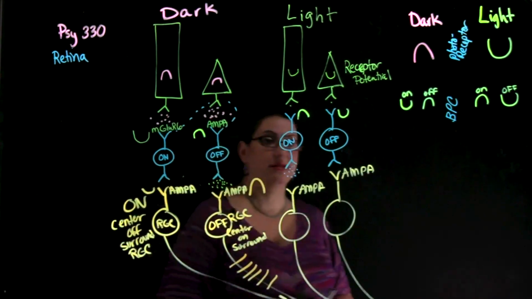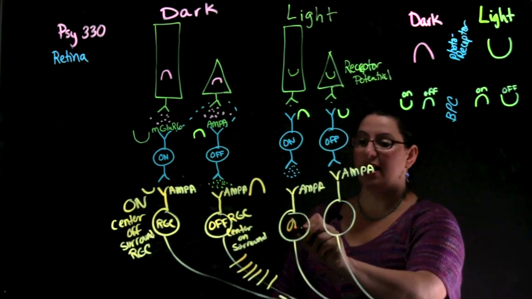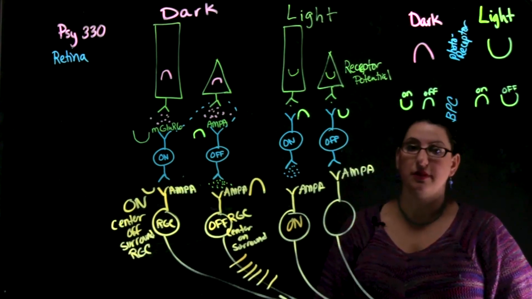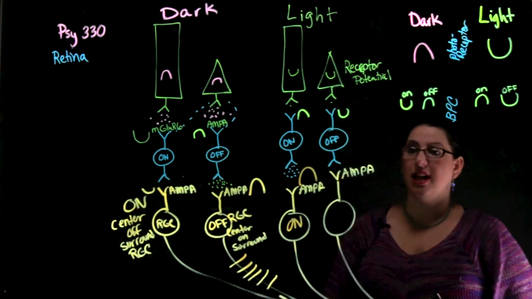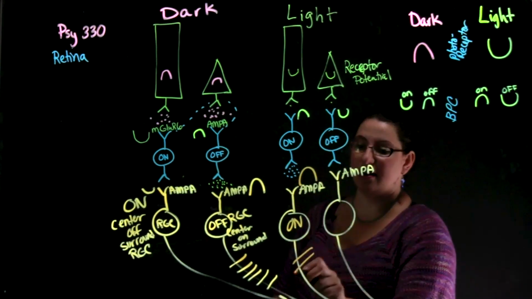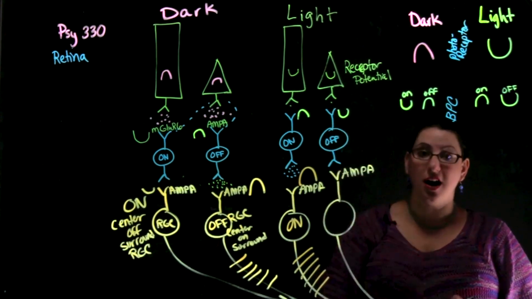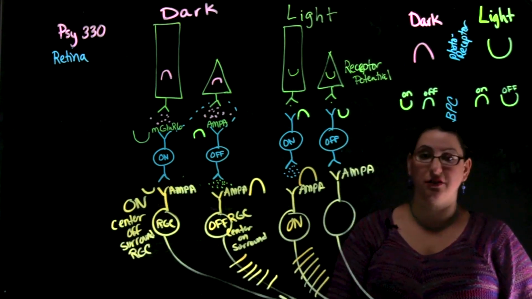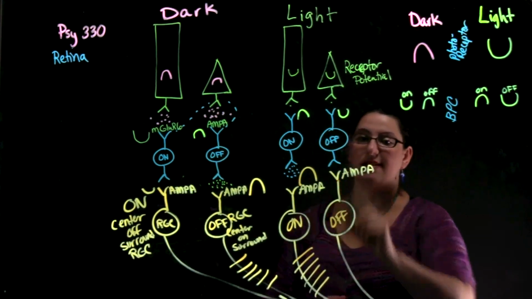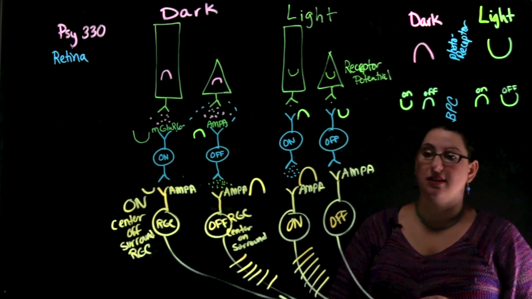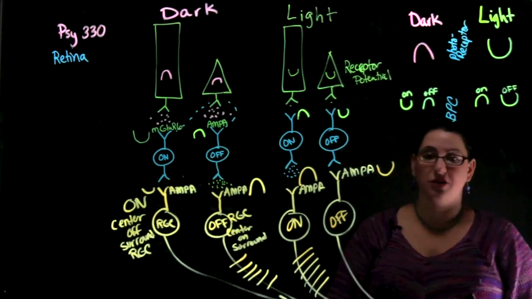When we turn on the light, now the on bipolar cell is releasing glutamate. That means glutamate will bind AMPA receptors on the on center off surround retinal ganglion cell, causing a depolarization called an EPSP. If that's sufficient to reach threshold, the on retinal ganglion cell will fire action potentials. In the light, the off bipolar cell is not releasing glutamate. That means AMPA on the off center on surround retinal ganglion cell is not going to be active. We're not going to have an EPSP. We're going to be in a relatively hyperpolarized state, and we're not going to be firing action potentials in the axon.